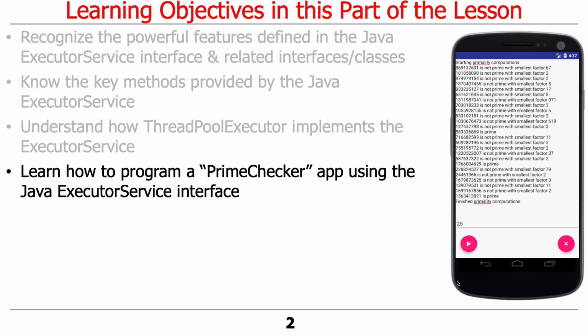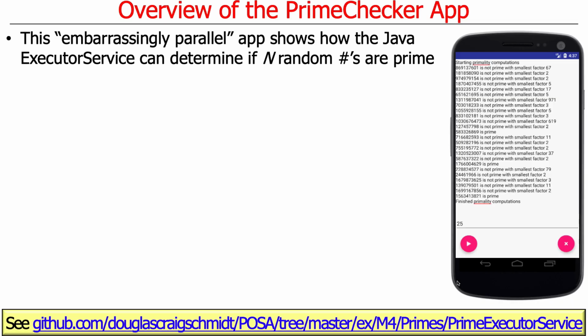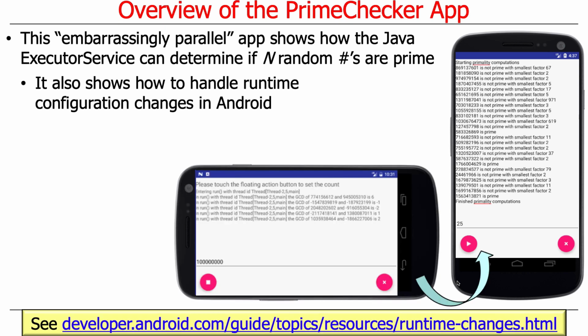And then the last thing I'll do here is show you an example that illustrates how we can apply the Executor Service interface to implement yet another variant of our PrimeChecker app, which we've been using as the running example for some time. So if you recall, this is this embarrassingly parallel app, and this particular version shows how we can use the Executor Service to determine if n random numbers are prime. As before, you can enter in the number of numbers you want to generate, and then you can go ahead and run the program and change the number and cancel things and so on and so forth. And as always, you can download this at my GitHub account.